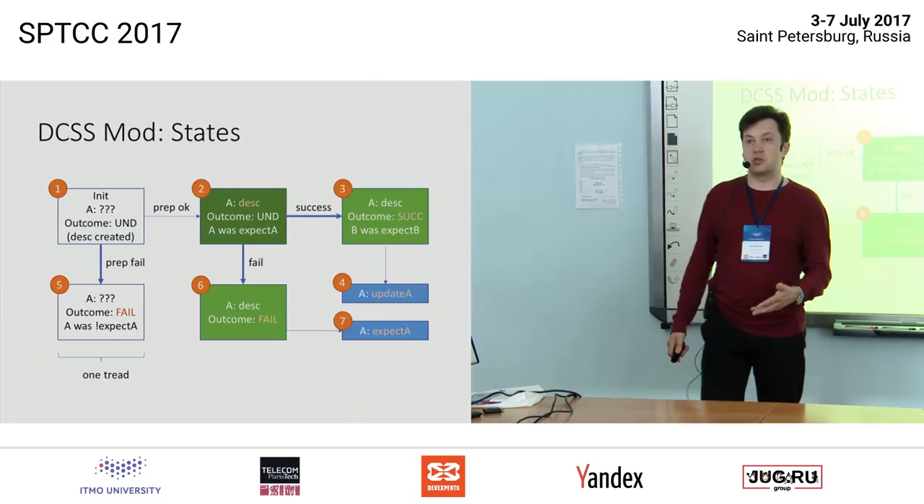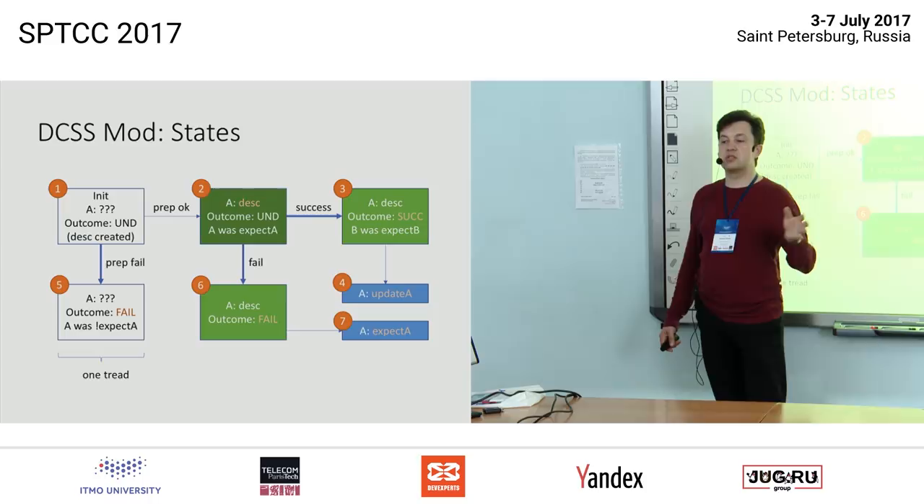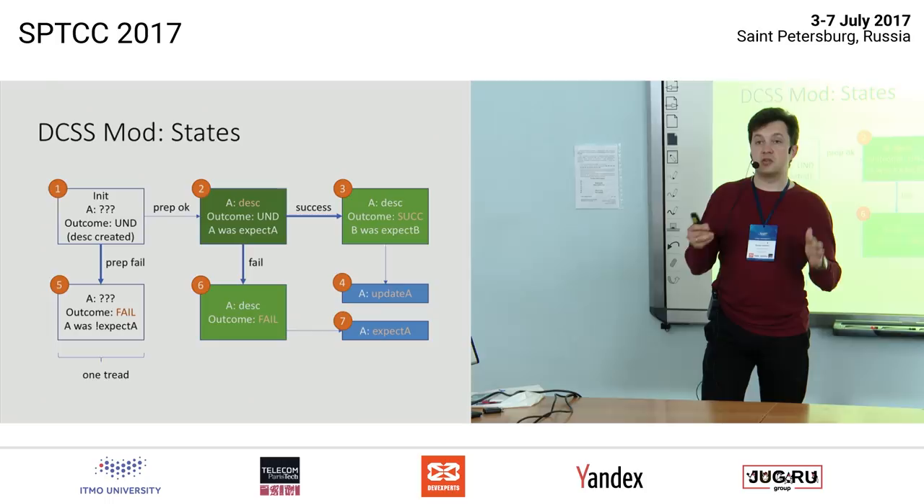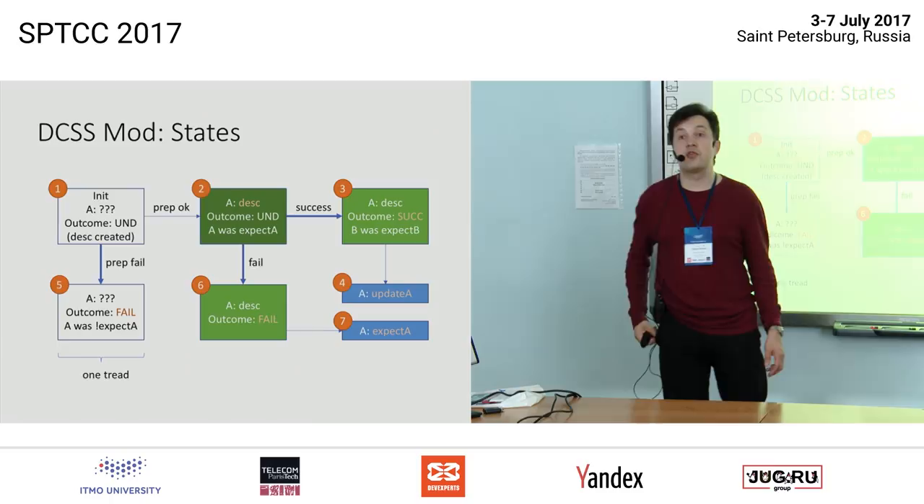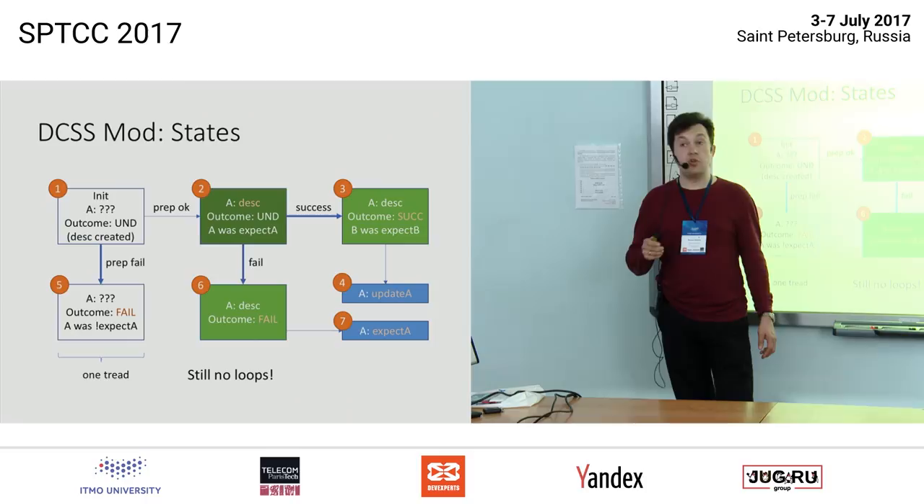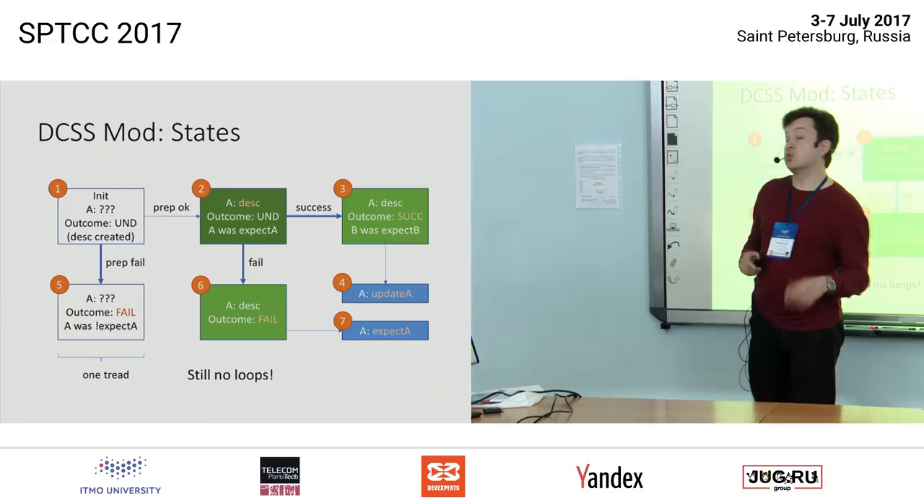It has a very simple state diagram. The initial state is undecided, and it can become successful or failed. That's it. It implements a really simple, really basic consensus protocol. That's a simple modification, and this approach to modifying an algorithm is universal. We can use it for other algorithms if we need to learn their outcome. Still no loops here, so it's still wait-free. You're right.